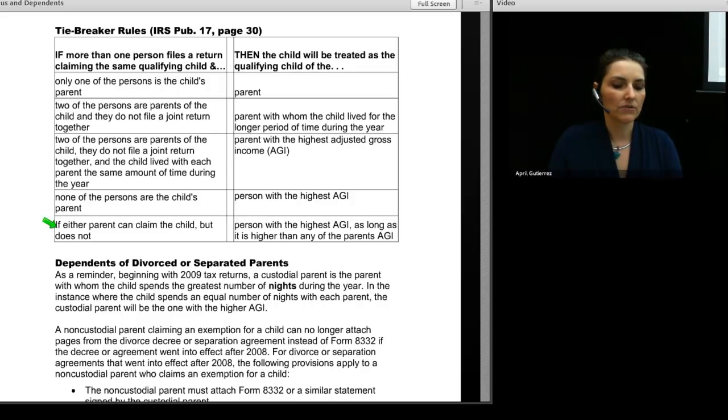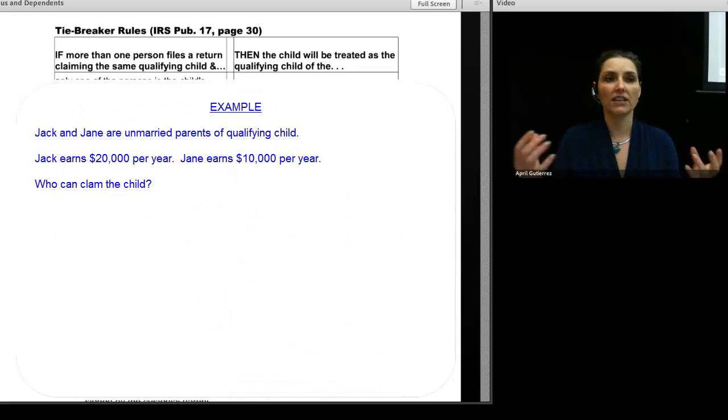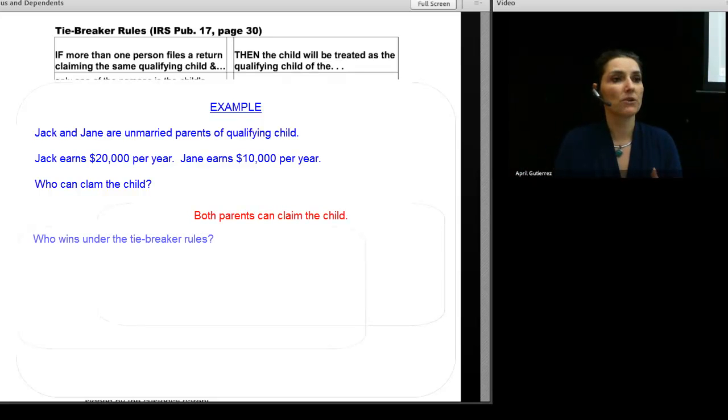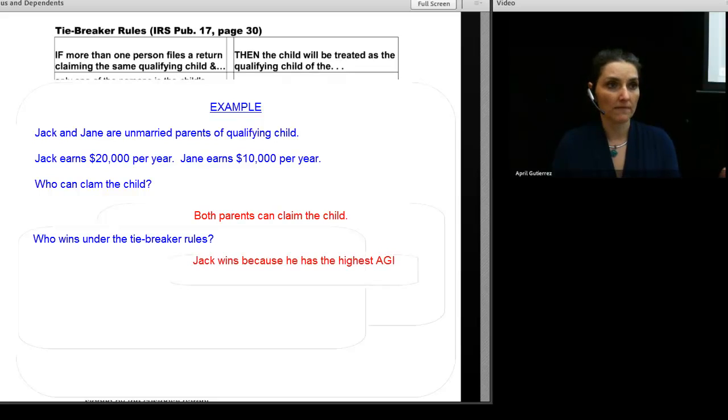So this is getting into conditions here where we have a household. Multiple people in the same household can claim a child's exemption. You might have an unmarried mother and father fighting over who will claim that child, or maybe even agreeing who will claim that child. So let's just say we have Jack and Jane. They're not married. Jack earns $20,000 a year. Jane earns $10,000 a year, and they have a qualifying child. Who can claim the child? They both can. Who wins under the tiebreaker rules? Well, it would be Jack. He earned more.